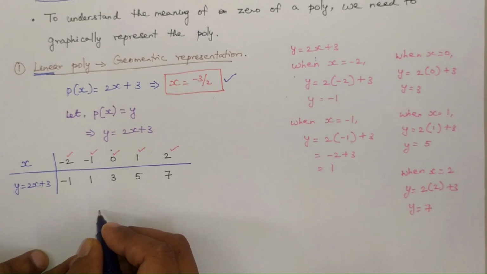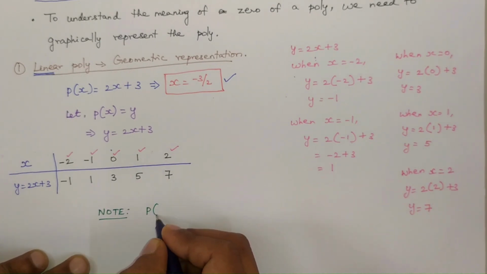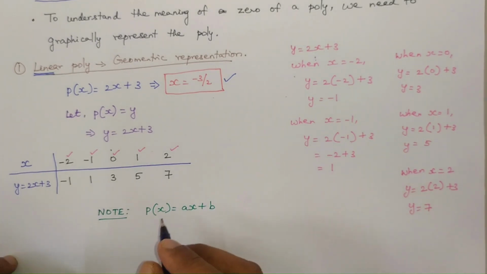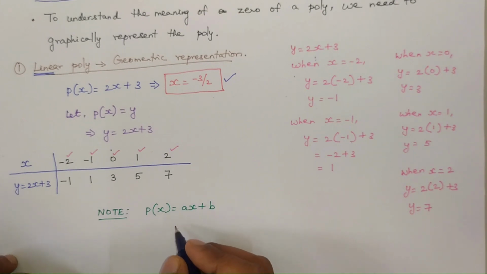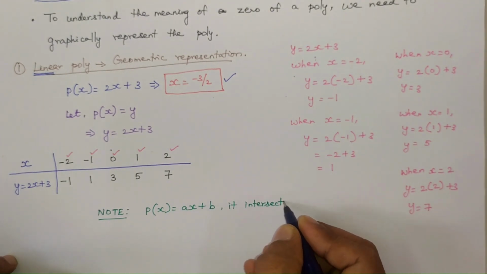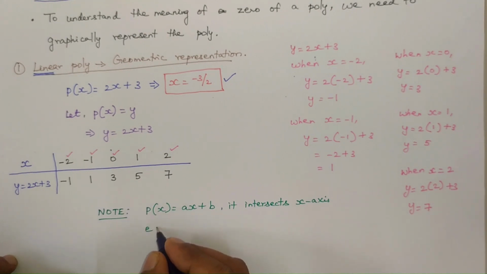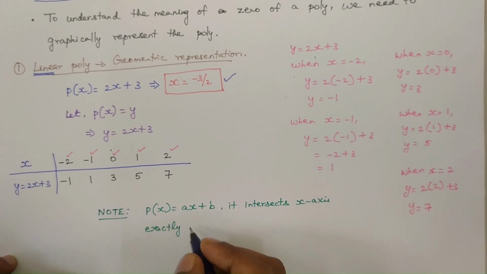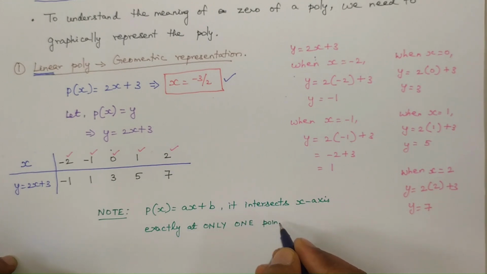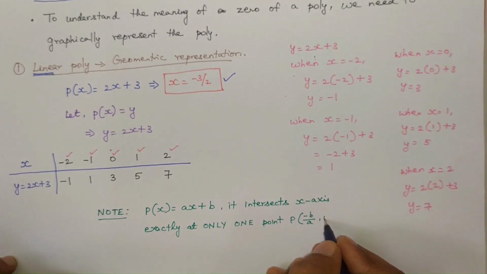Fine. So now I want to make a note that for a linear polynomial p of x is equal to ax plus b, that is the general form of a linear polynomial which we know, it intersects the x-axis exactly at only one point, and that point is minus b by a comma 0.